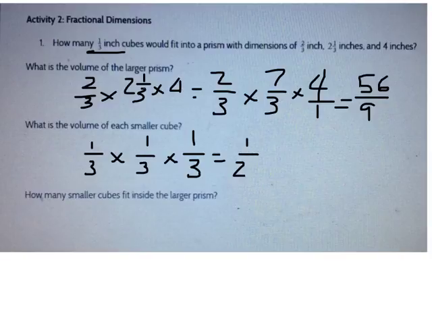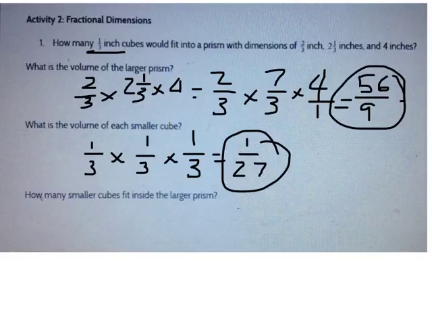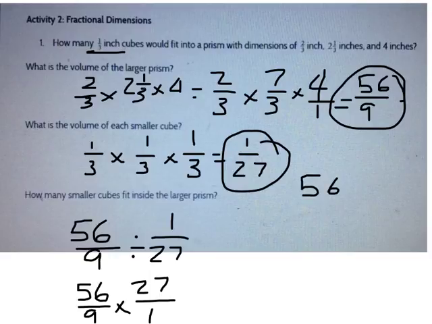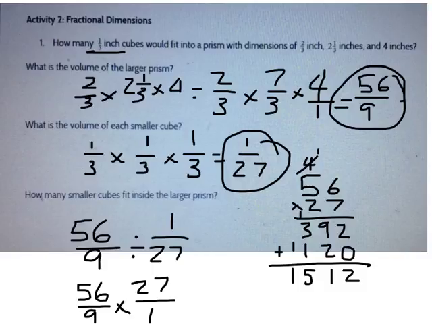It's 1 over 27. To find how many smaller cubes fit into the larger prism, I need to divide the volume of the prism by the volume of each cube. So 56 over 9 divided by 1 over 27, or 56 over 9 times 27 over 1. What's 56 times 27? It's 1,512. So I have 1,512 over 9.